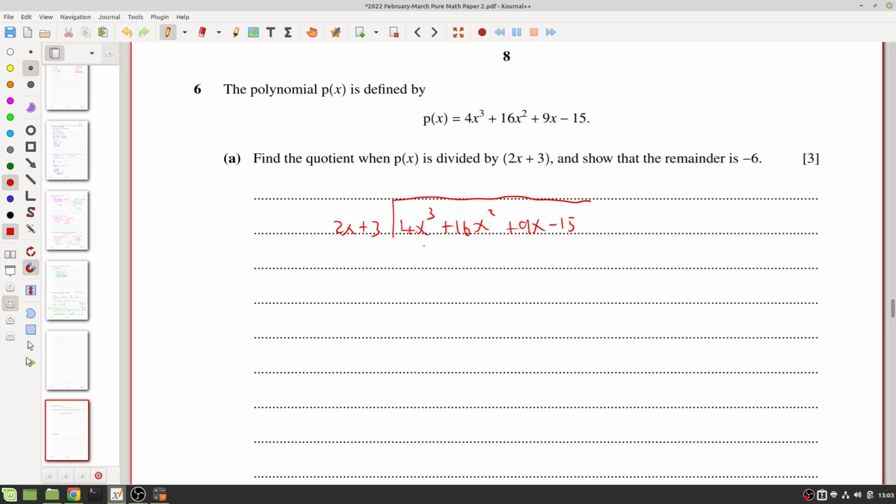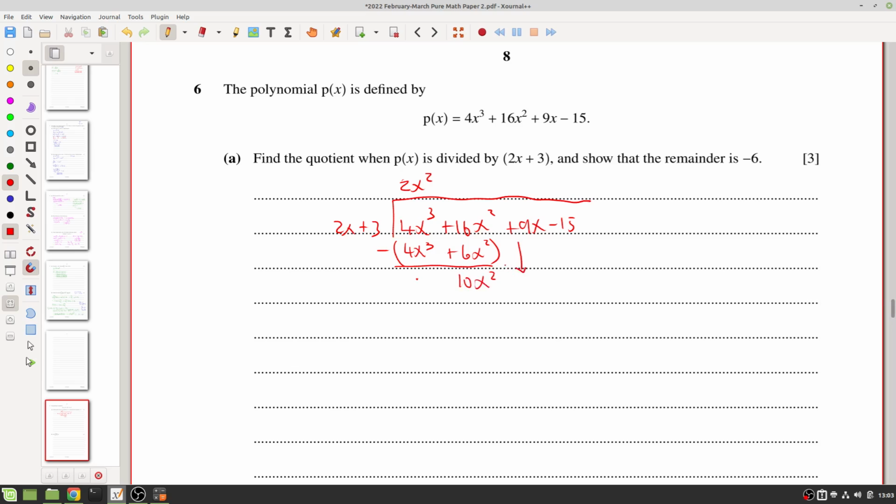Okay, so let's start. The algorithm basically goes, you start with the first term here, divided by this first part, get your answer, and then we'll see what we do from there. So 4x cubed divided by 2x is going to be 2x squared. Now we take this part of the quotient and multiply it by the whole divisor. So 2x squared times 2x is 4x cubed, and then 2x squared times 3 is 6x squared. And then we just subtract this, see what we're left with. 16x squared minus 6x squared is 10x squared. And then we bring down the next part.